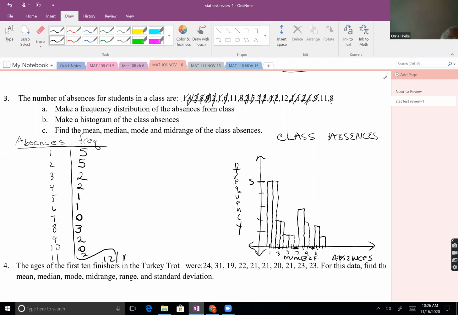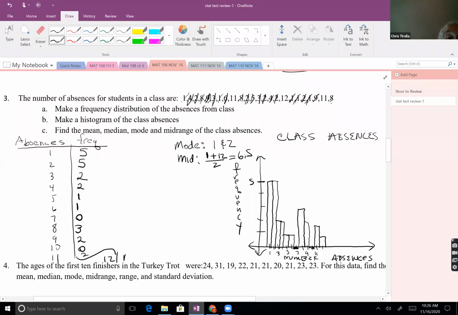Now, in terms of measures of central tendency, I'm going to be a jerk and do the easiest first. Mode. Which one had the highest frequency? Both 1 and 2 had a frequency of 5. So the mode would be 1 and 2. Mid-range, we're taking the smallest number 1 plus the largest number 12 and dividing by 2, which would be 6.5.